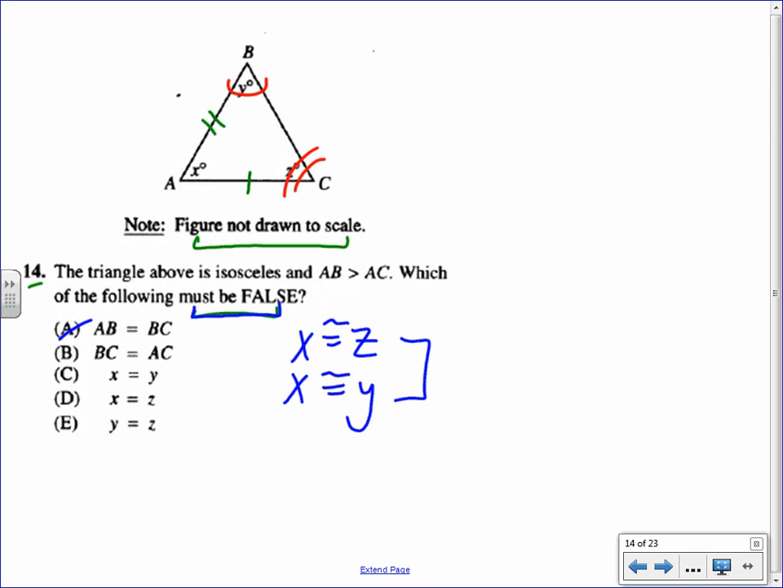BC equals AC. This is really the same exact situation. We're not sure. It could be true, but it doesn't have to be true. But it's not a must be false situation.